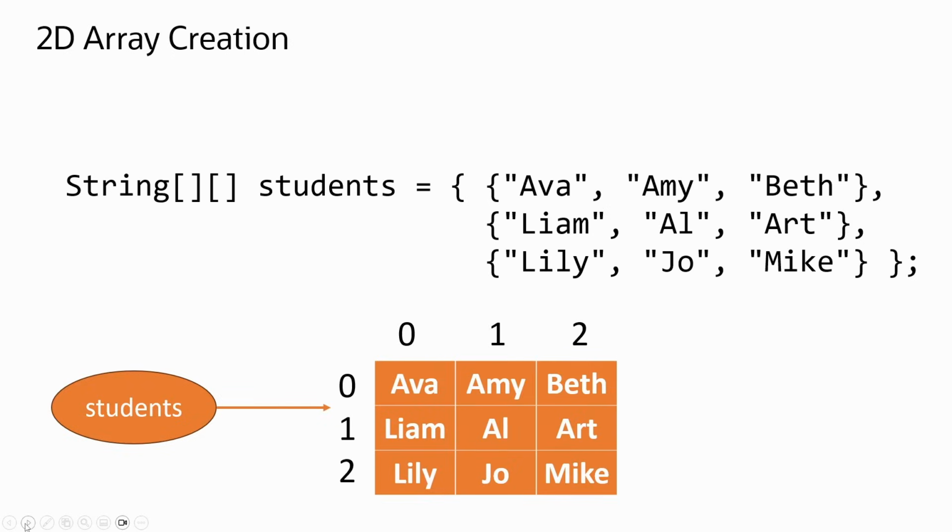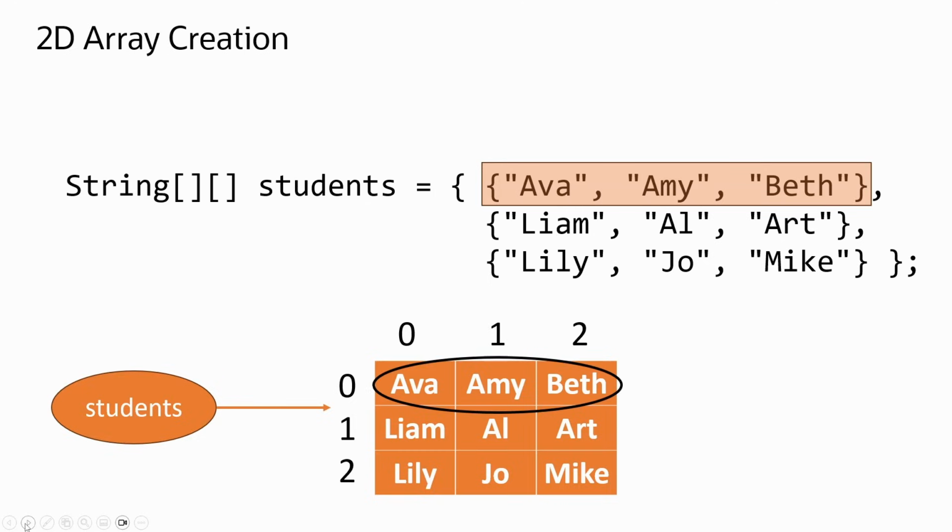Let's look at another example using an initializer list. Two-dimensional arrays are arrays of arrays. So the first initializer, Ava, Amy, and Beth, is actually an array that is being nested inside another set of braces to create the two-dimensional structure.